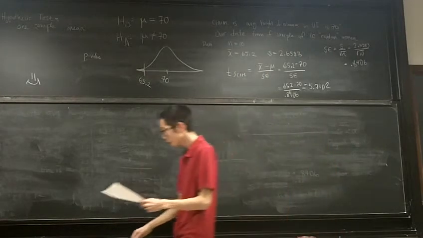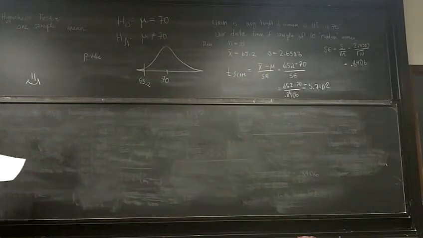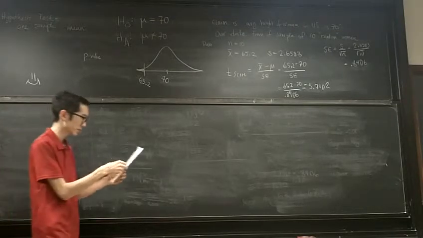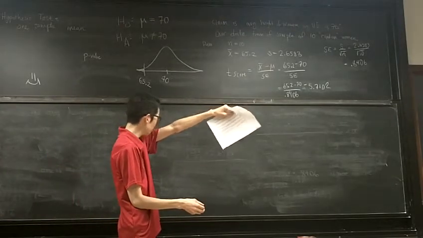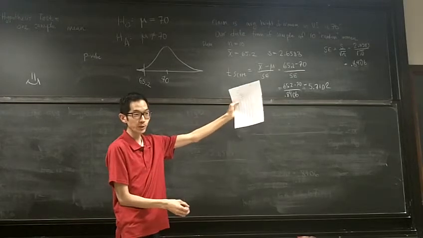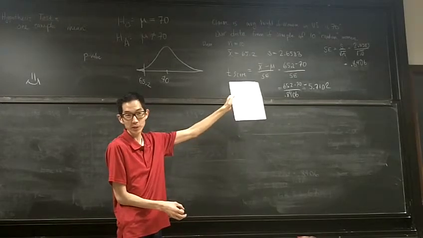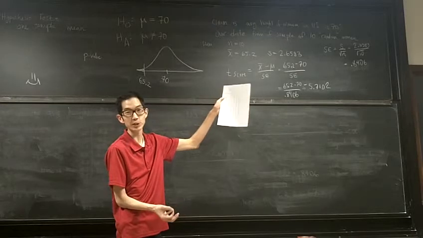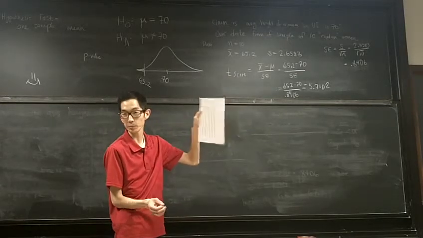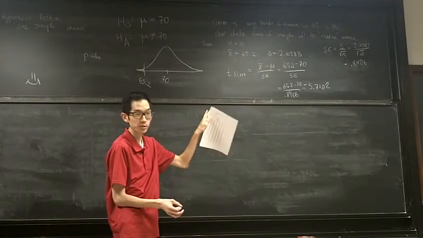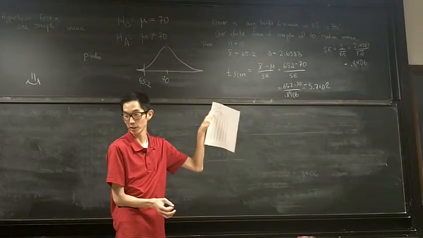Alright, so please pay attention carefully, because this is very important that we understand how to use this. The first thing when you use this t-table is you have to figure out your degrees of freedom, and that's the only row that matters. You figure out your degrees of freedom, that's the only row that matters.